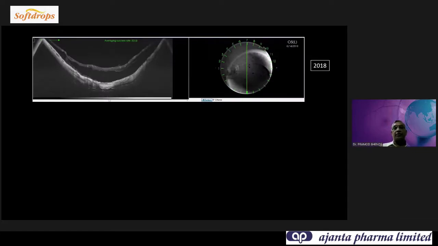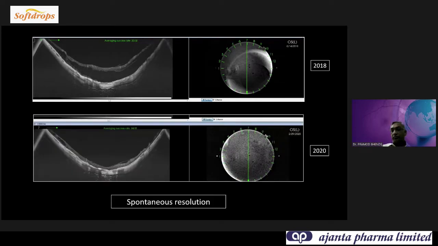This is another case, having a look at the 4-year schisis here, 2018 and 2020, or 2 years. There is a spontaneous resolution of the schisis cavity.